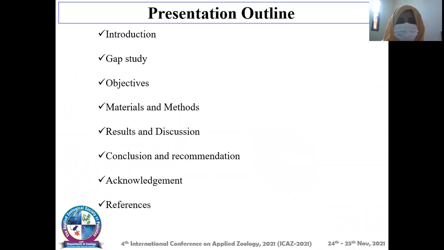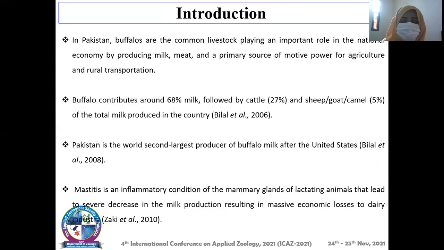Presentation outline. This is how I'm presenting my research work. First, I will give a brief introduction of my research work, followed by the gap analysis. Then we'll talk about the main objective and the molecular methods that were used in my research work. Later we will talk about the results and discussion, conclusion and recommendation, acknowledgement and references.